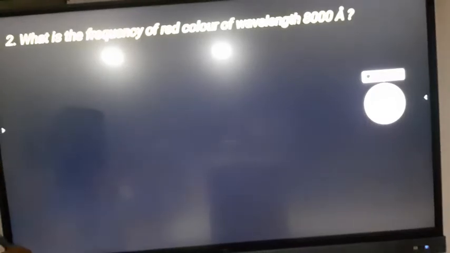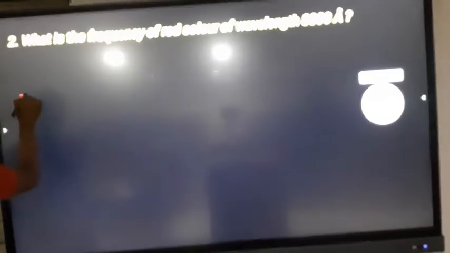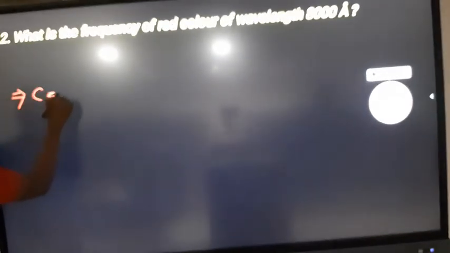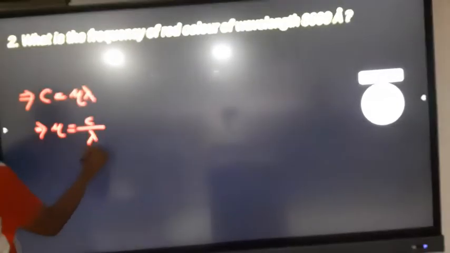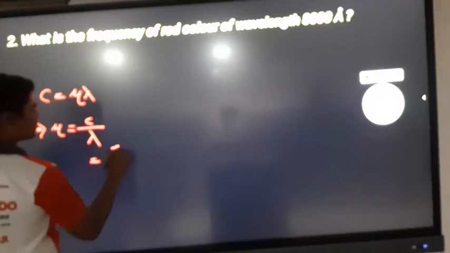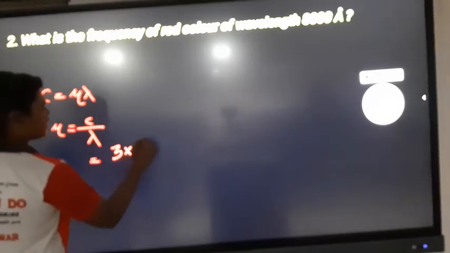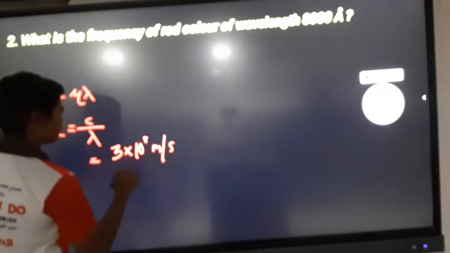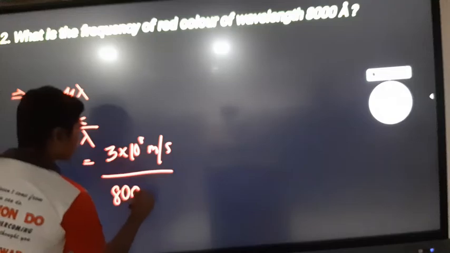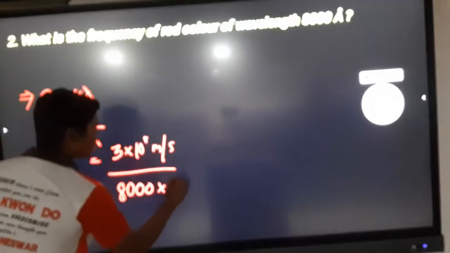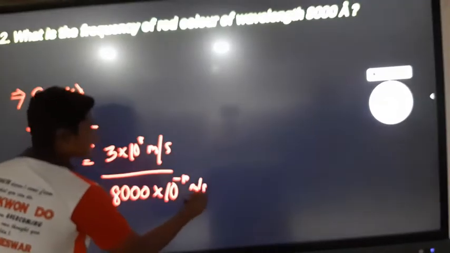The next question is again: what is the frequency of red color? Previously it asked for the frequency of violet color, now it is asking for the frequency of red color. So again we will write the same formula: speed of light equals mu into lambda. So mu equals speed of light by lambda. The speed of light is 3 into 10 power 8 meter per second, and your wavelength is 8000 Armstrong, which is 8 into 10 to the power minus 7 meter.